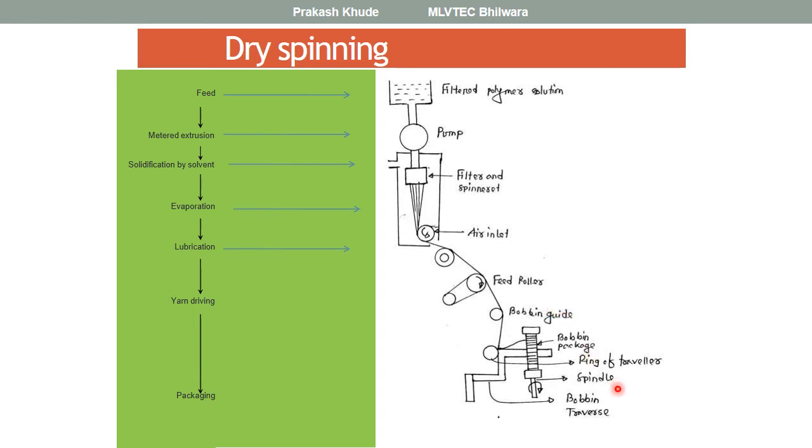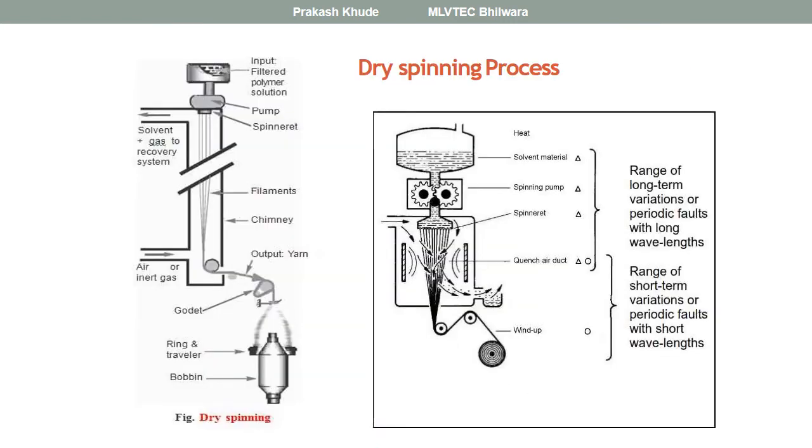So from all of these, we will get to know the different components of the dry spinning system and the basic difference between the melt spinning system and the dry spinning system. Here we can also get to know how the solvent is recovered or removed.